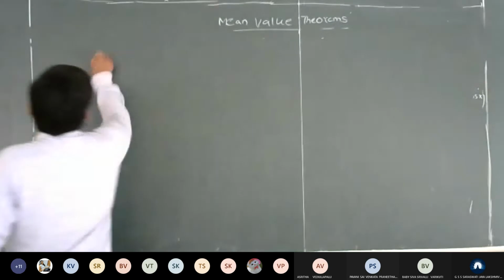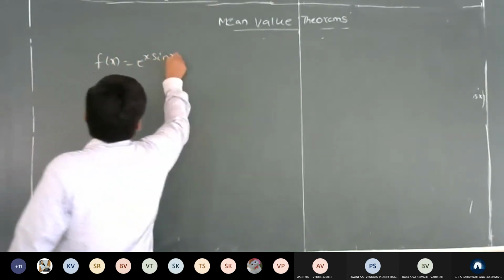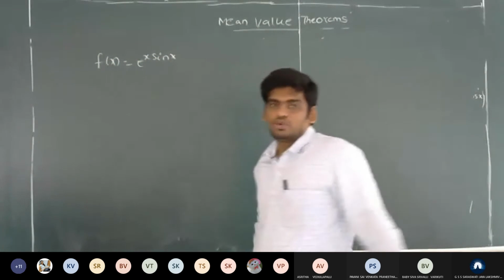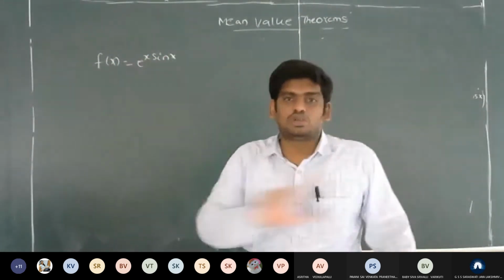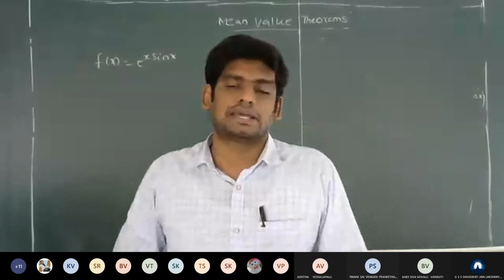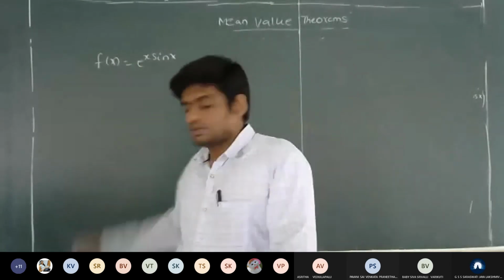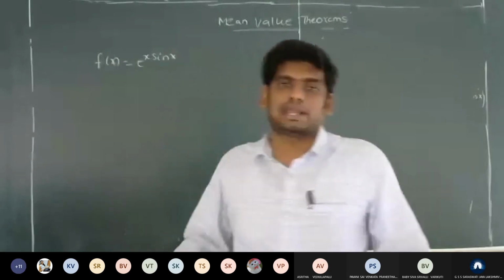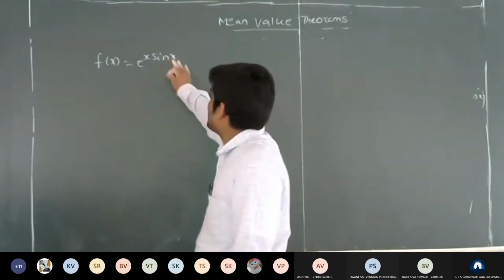That is, f of x is equal to e power x into sin x. From the GATE point of view, you can just expand in a simple manner. You don't go through the Taylor series or Maclaurin series. It will take time. In the end, you may get the answer or not, I am not sure.